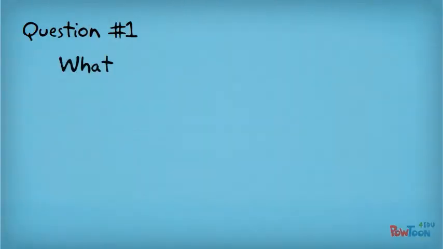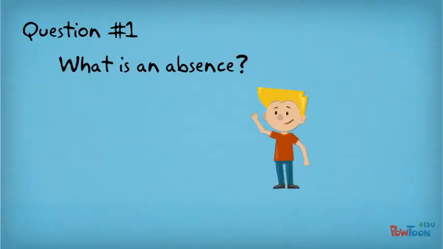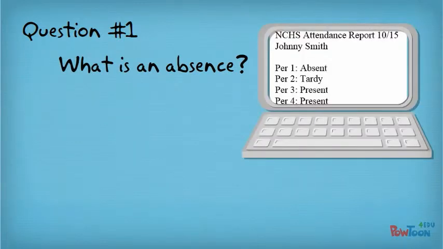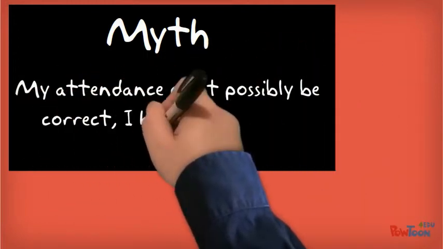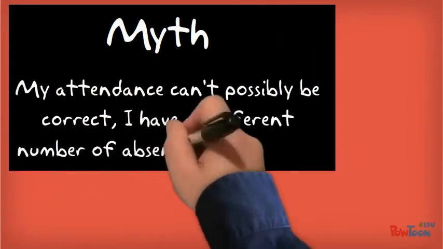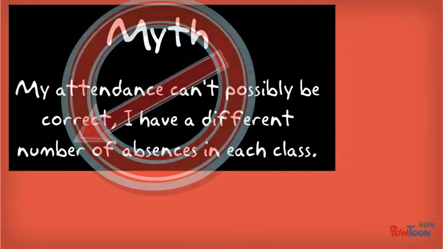The first question is, what is an absence? This may seem obvious, but for new students and teachers, there are a few things we should cover. The first thing we must understand is that absences are counted by class period, not by school day. This means that your daily attendance report reflects each class individually. A misunderstanding of this leads to the myth that your attendance can't possibly be right if you have a different number of absences for each class.